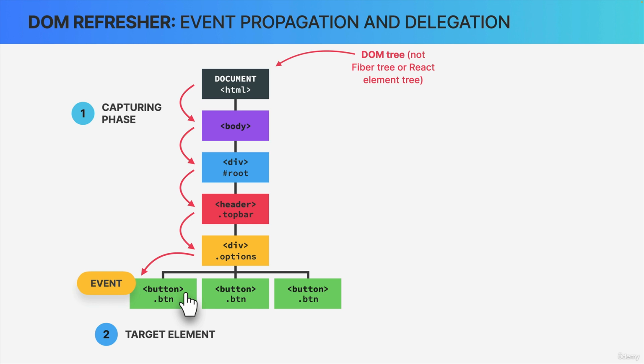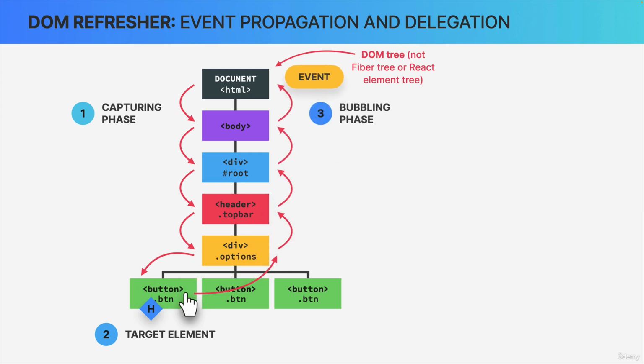So at the target, we can choose to handle the event by placing an event handler function on that element, which usually is exactly what we do. Then, immediately after the target element has been reached, the event object travels all the way back up the entire tree during the so-called bubbling phase. Now, there are two very important things to understand about this process.